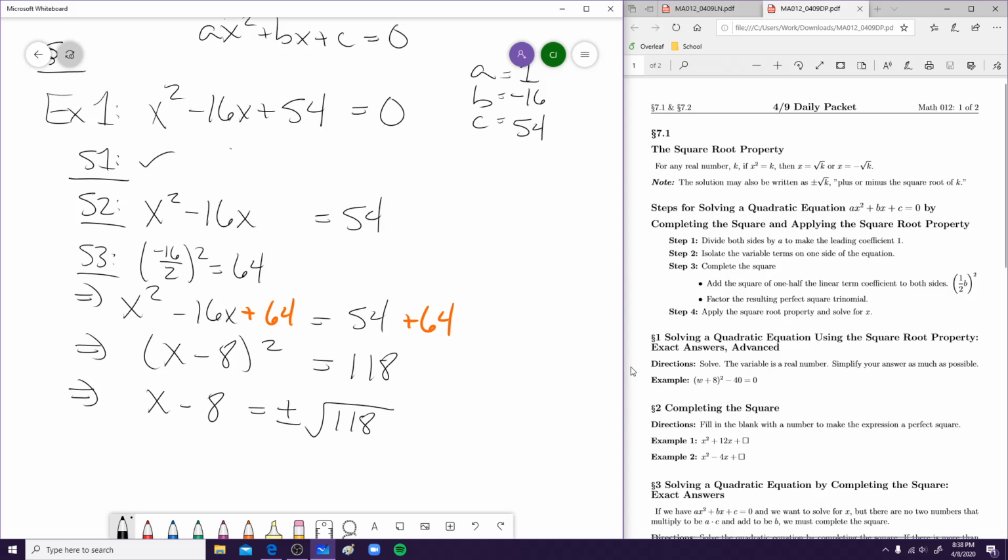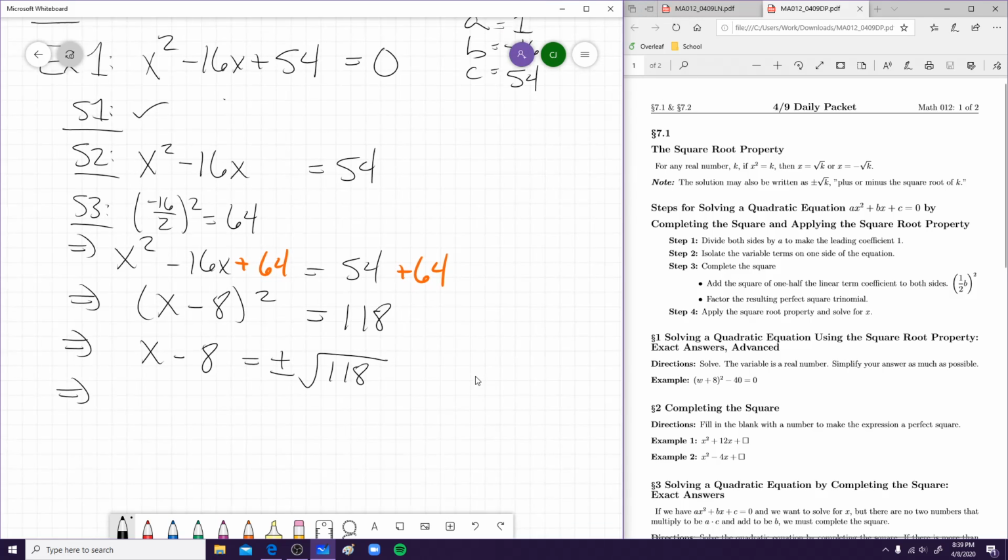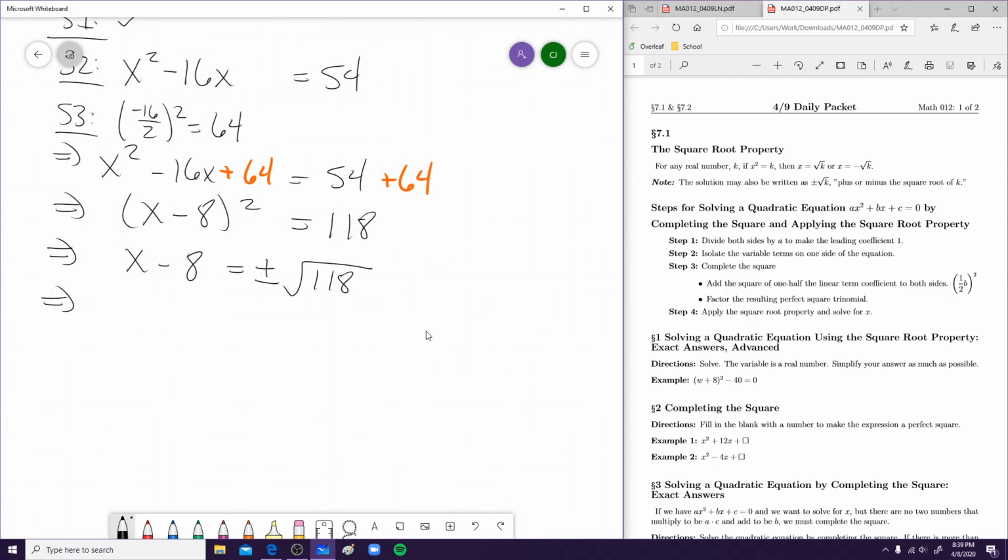Right? So now, we can either add 8 to both sides, or we can simplify the square root. Since in the previous example I simplified it first, I'll go ahead and just add 8 first now, so you can see it doesn't matter, right? So add 8 to both sides, I get 8 plus or minus the square root of 118. And then I'm going to do some work.